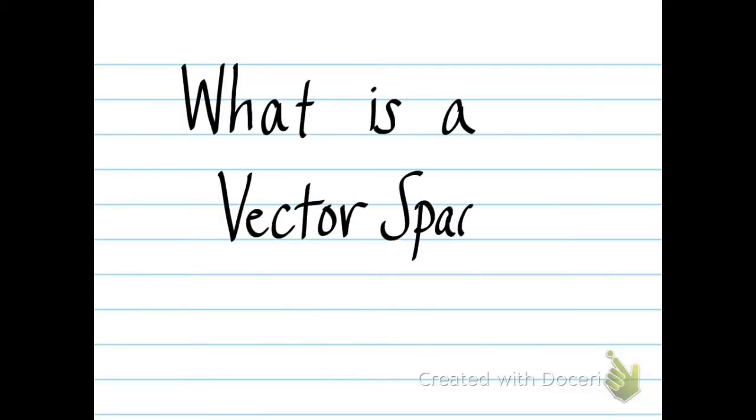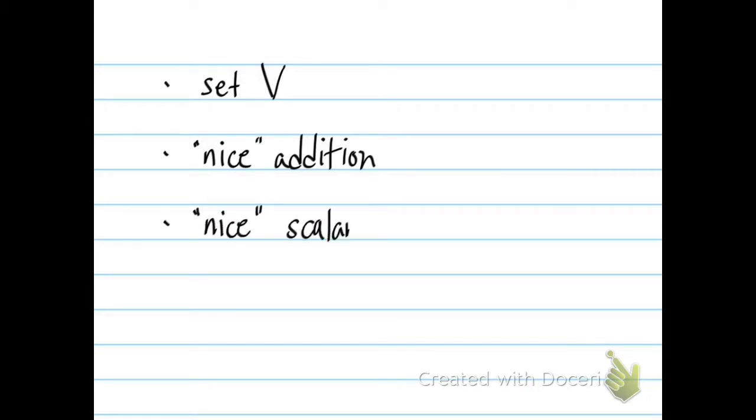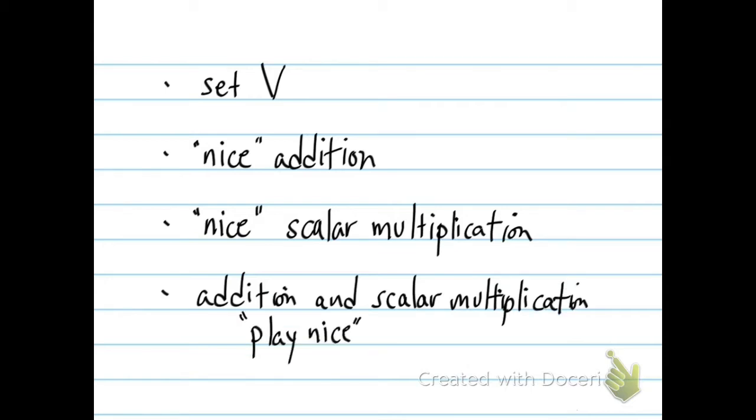So what is a vector space? Well, it's a set V with operations on it. So first we need a nice addition, and I'll say more about what nice means. We also need a nice scalar multiplication. And finally, we need the addition and the scalar multiplication to be, well, compatible. They need to play nice with each other. So you can follow along in the definition on page 190.